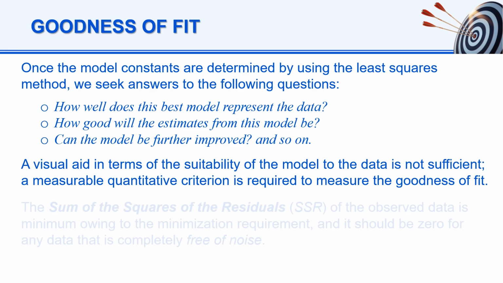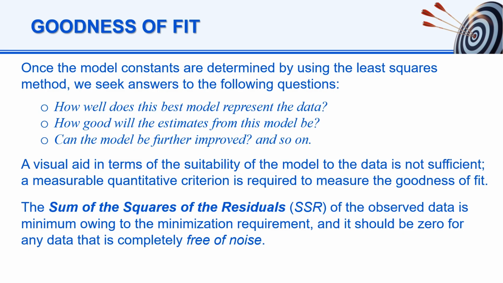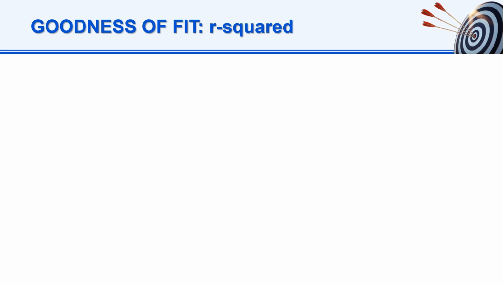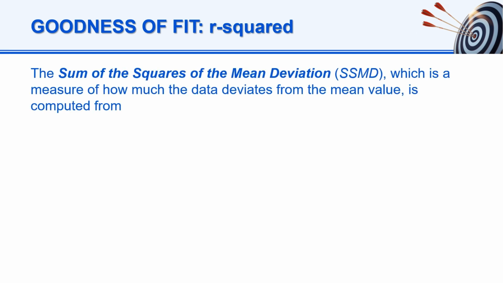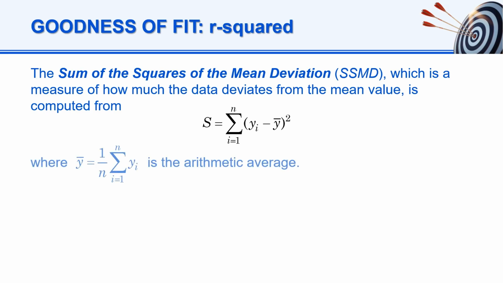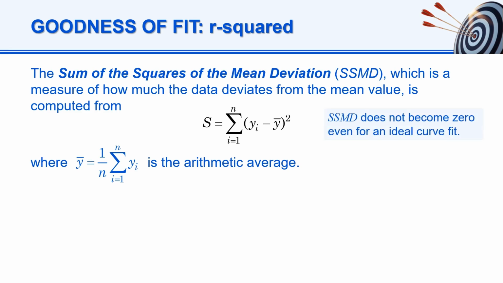The sum of the squares of the residuals of the observed data is minimum owing to the minimization requirement, and it should be 0 for any data that is completely free of noise. The sum of the squares of the mean deviation, which is a measure of how much the data deviates from the mean value, is computed from the following expression, where y bar is the arithmetic average of y's. This quantity does not become 0 even for an ideal curve fit.